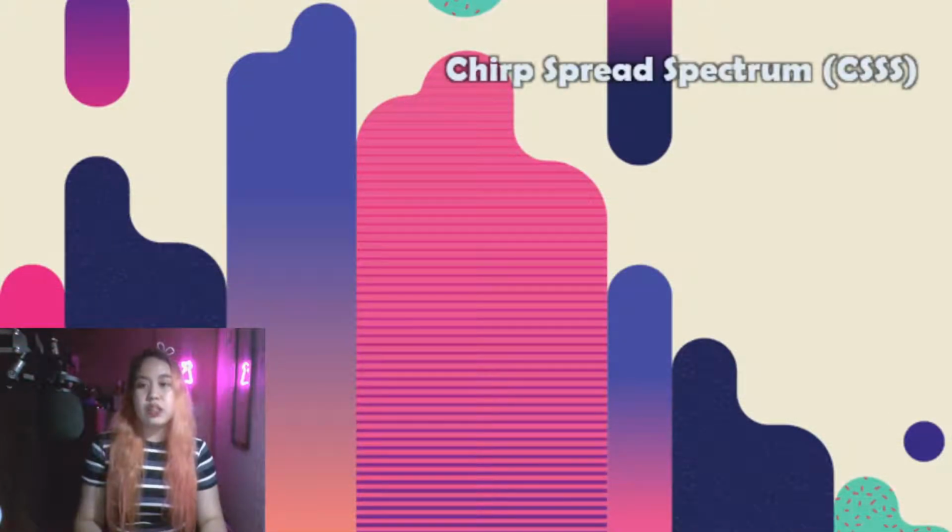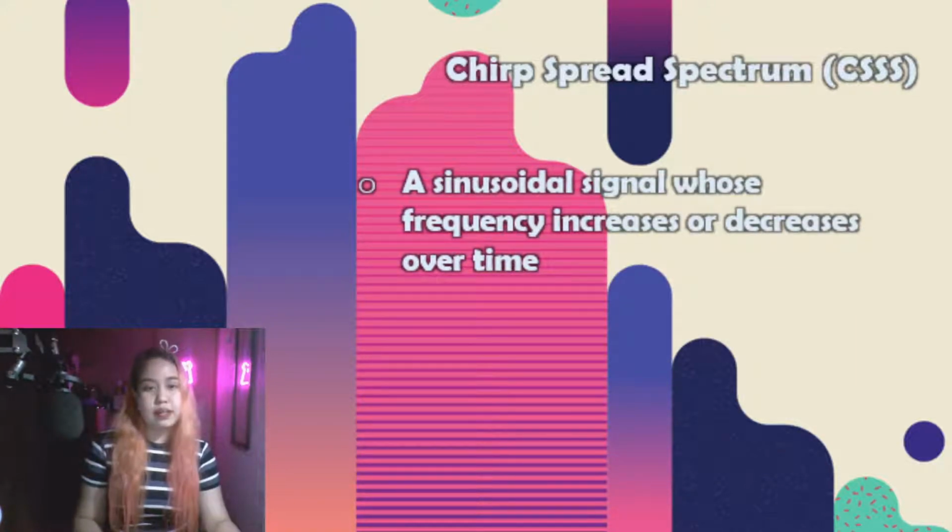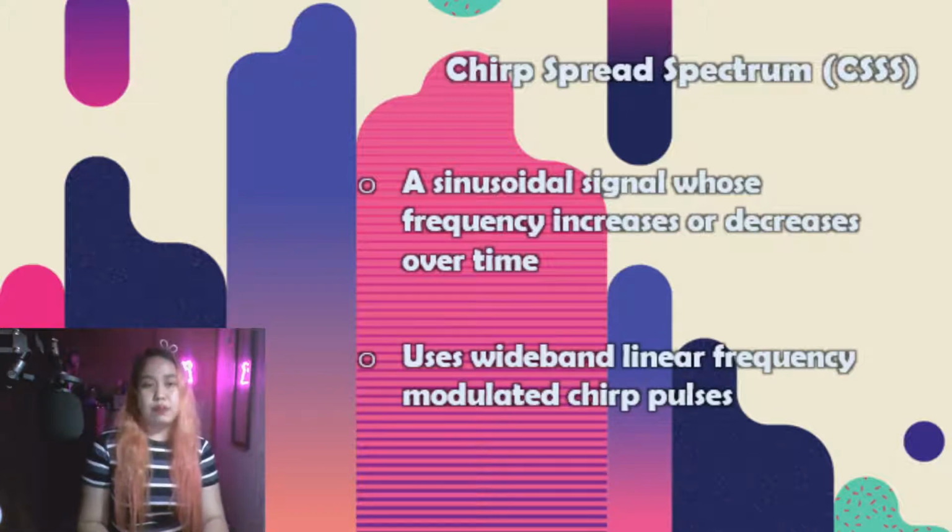Now let's proceed with the chirp spread spectrum or the CSSS. A chirp is a sinusoidal signal whose frequency increases or decreases over time, often with a polynomial expression for the relationship between time and frequency. In digital communications, chirp spread spectrum is a spread spectrum technique that uses wideband linear frequency modulated chirp pulses to encode information.